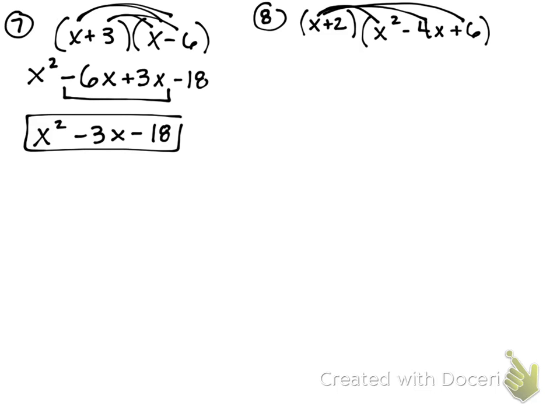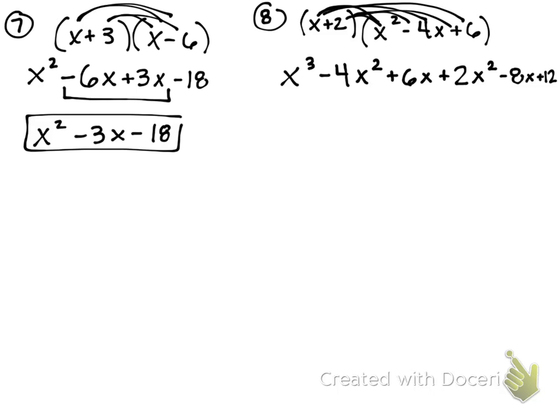X times x squared is x to the third power. Remember, we add their exponents, and technically there's a 1 right there. X times negative 4x is negative 4x squared. X times 6 is positive 6x. Now I'm going to distribute the 2 to everything in the second set of parentheses. 2 times x squared is 2x squared. 2 times negative 4 is negative 8x. 2 times 6 is 12.